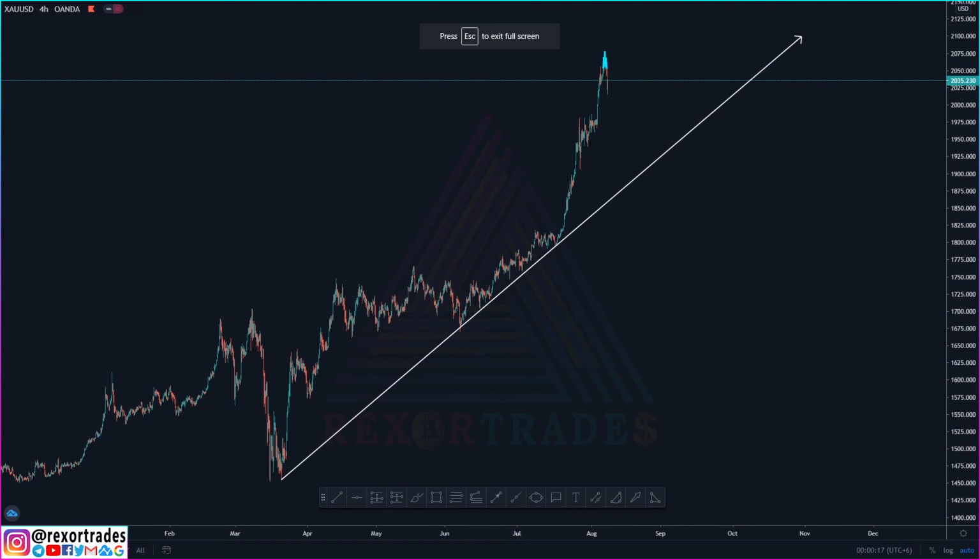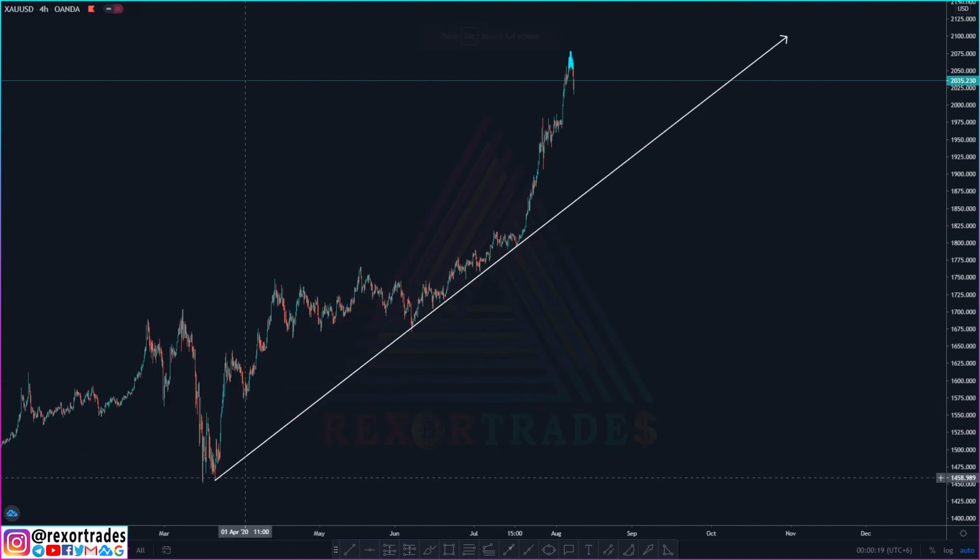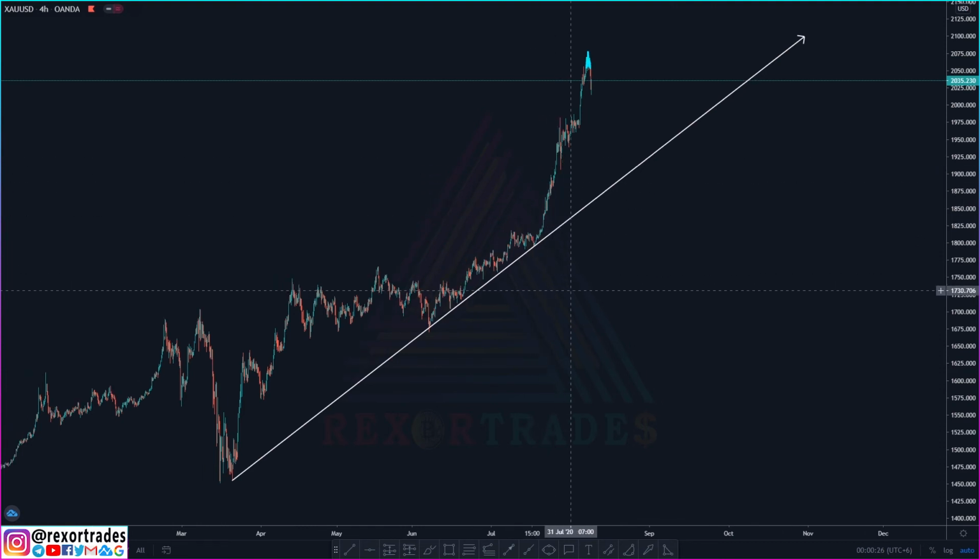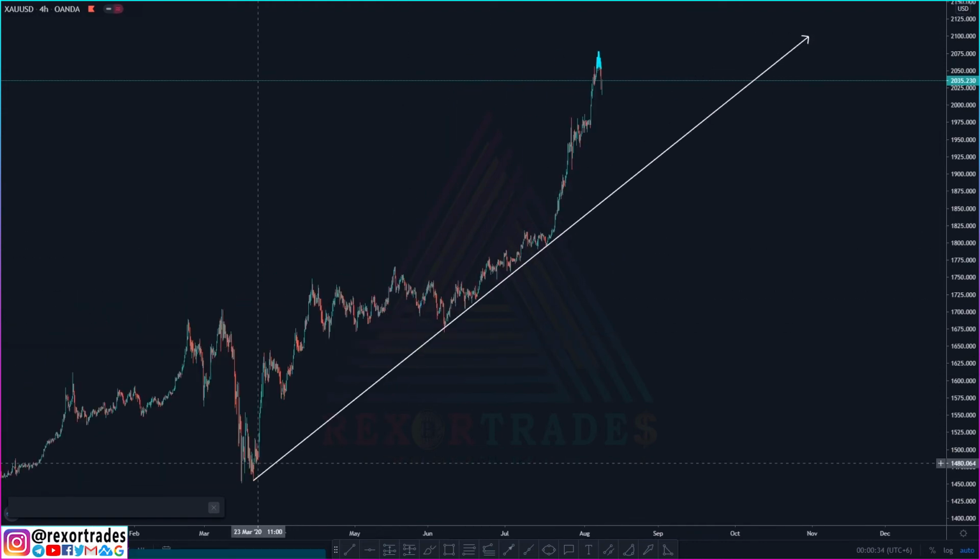Now in the gold chart in a 4-hour time frame we can see that gold has been going up by gaining huge momentum with a bullish move, from this point of retest on this trend line in a 4-hour chart.